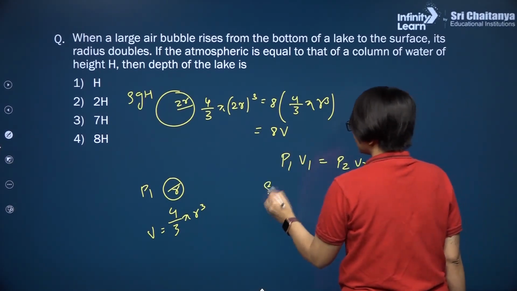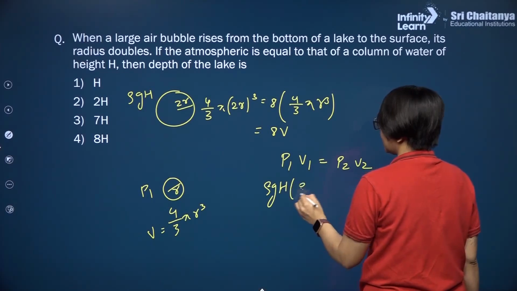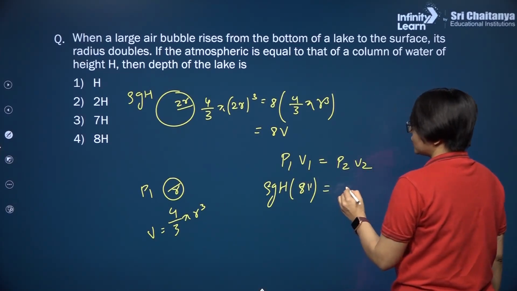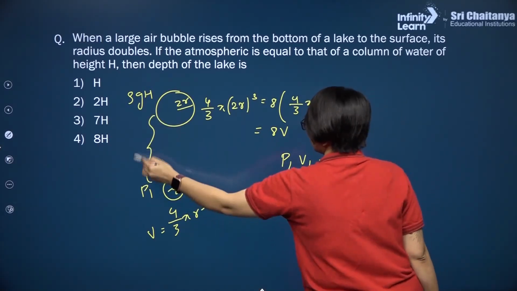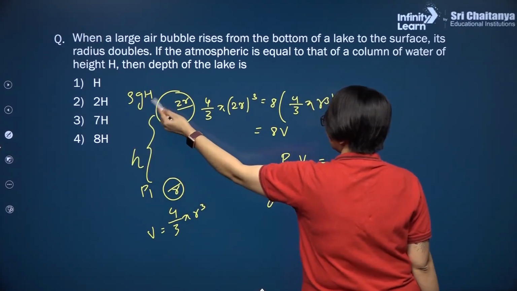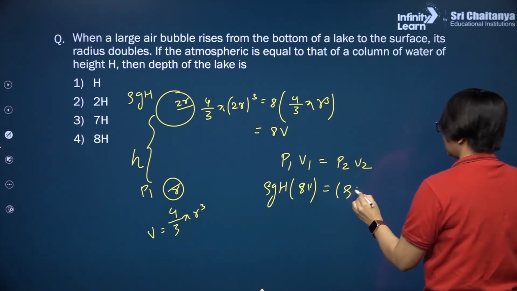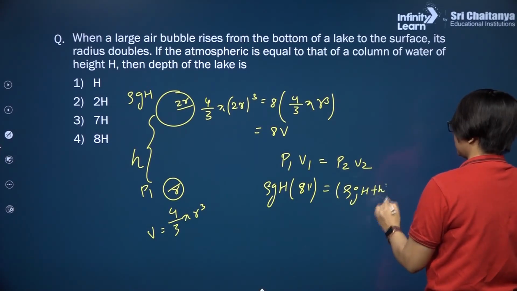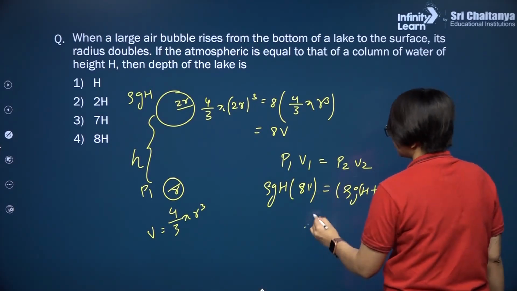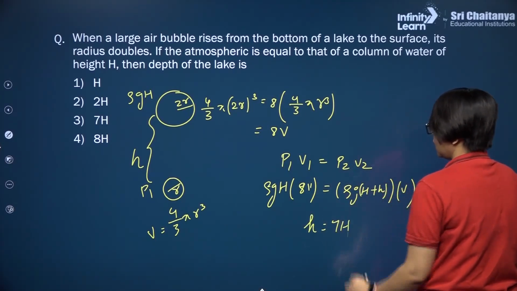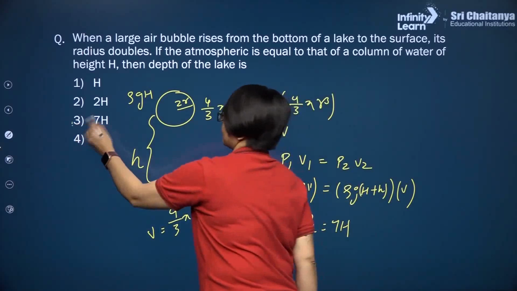So P1 is rho g h, V1 is 8V, P2 is the pressure due to this h height of the column and atmospheric pressure. So it is rho g (h plus h) into V2, which is V. So over here after solving this one you will get the depth as 7h, which is option 3.